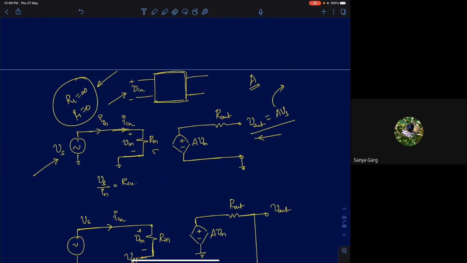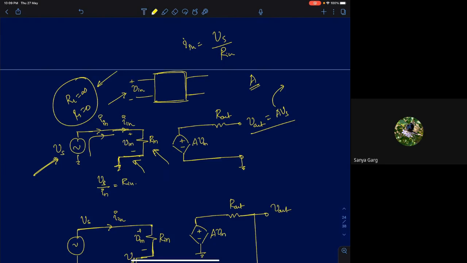Now to measure Rin, we will just apply the voltage source Vs and measure the current Iin drawn by this amplifier. So if you look at this amplifier here, I've grounded one of the input terminals. So Iin is simply given by Vs upon Rin. Therefore the input resistance is the open loop input resistance of the amplifier itself, which is obvious because I'm measuring open loop input impedance.